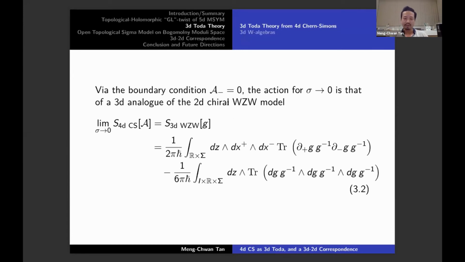If you substitute this boundary condition into the 4D Chern-Simons at one end of the interval, then you realize that you can compute 4D Chern-Simons to be 3D WZW. It's a 3D WZW because this form looks exactly like two-dimensional WZW, just that the measure is three-dimensional. Again, you have this Z coordinate along sigma, and then you have a mixed coordinate between R and sigma. And then you have the topological term in WZW that's one dimension higher, so it's basically a 4-form. Here, it's topological.